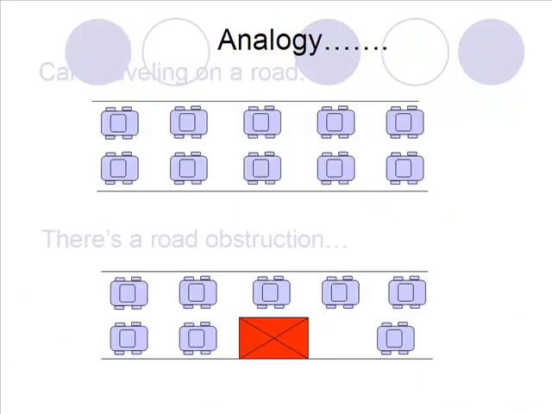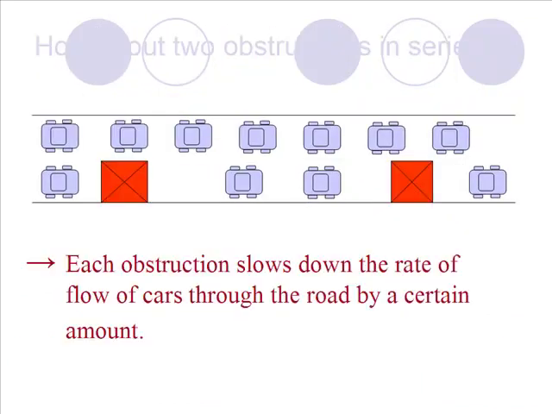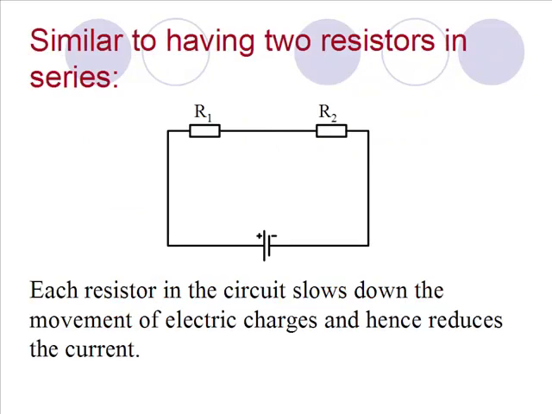Same analogy: if you have two blockages, you expect the traffic to be tougher to go through. So in this case, the resistance should increase. In series, the resistance should increase.